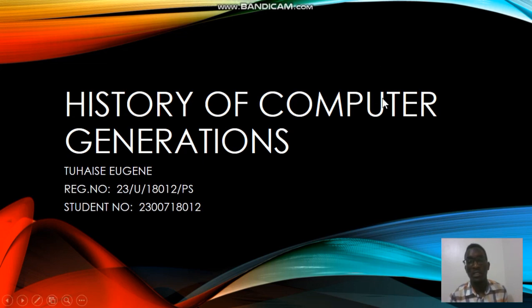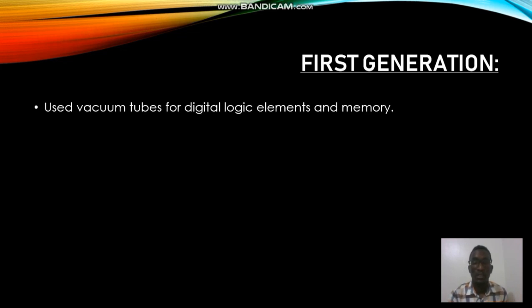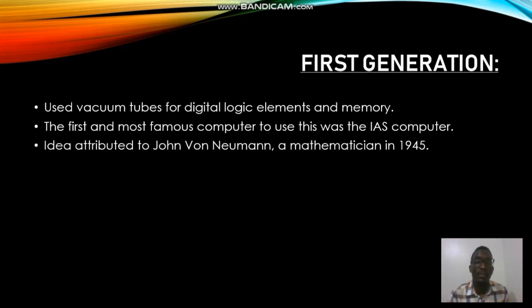Today we shall be looking at the history of computer generations as well as the Intel x86 and ARM architecture. Now to start off, we know that computer generations went from the first, the second, the third, and later generations after that. We shall first start with the first generation, where they used vacuum tubes for digital logic and memory elements. For this study, we shall use the IAS computer, which was the first and most famous computer to use this idea. This idea was first attributed to John von Neumann, a mathematician, in 1945.